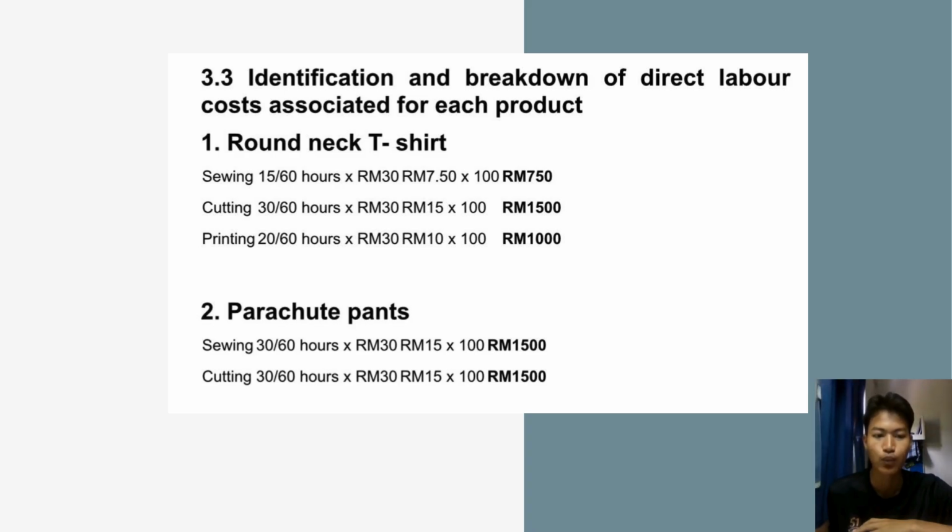For printing we take 20 minutes times by 30 ringgit, we got 10 ringgit for each and then we times by 100 units and then we got 100 ringgit. Next is parachute pants. For sewing we take 30 minutes times by 30 ringgit and we got 15 ringgit for each, times by 100 units and we got 1500. The last one is cutting, also take 30 minutes times by 30 ringgit and we got 50 ringgit for each unit and then we times by 100 units and get 1500 also.